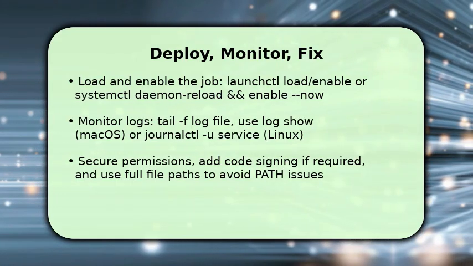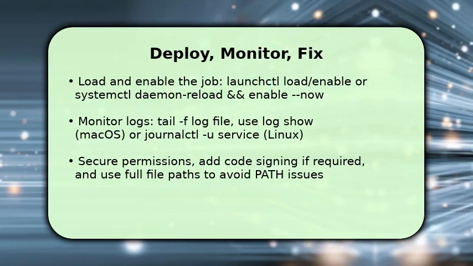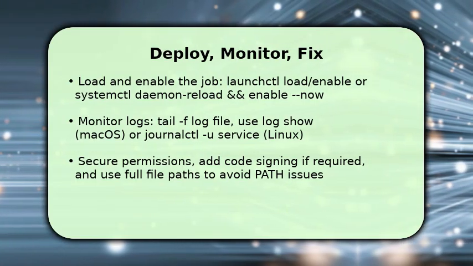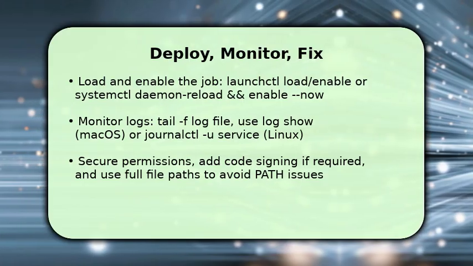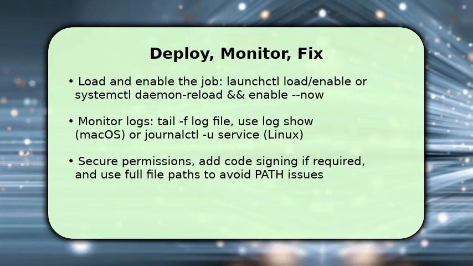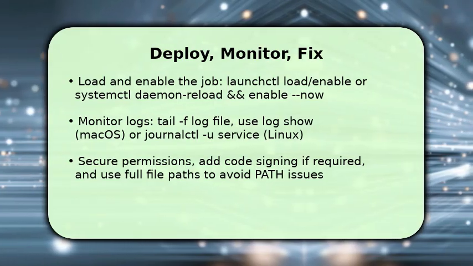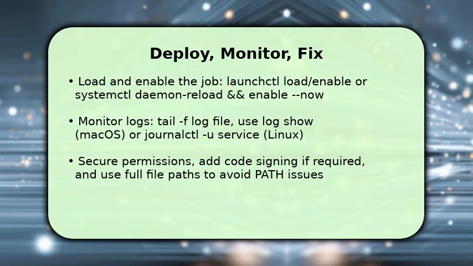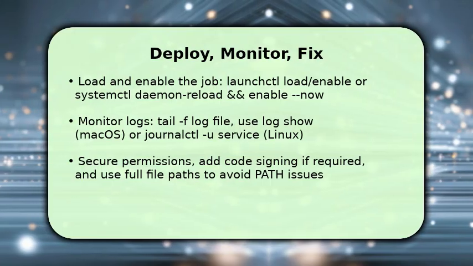Finally, lock down file permissions and add code signing if the platform requires it. If something fails, first check permissions and absolute paths. Most automation issues trace to the environment or missing privileges, so fix those before deeper debugging.